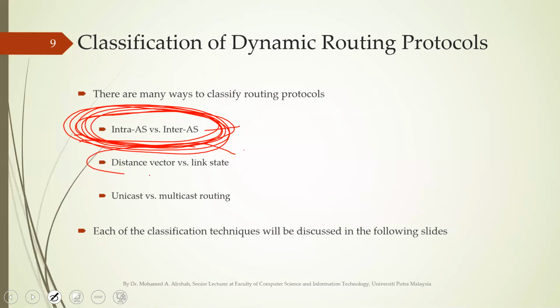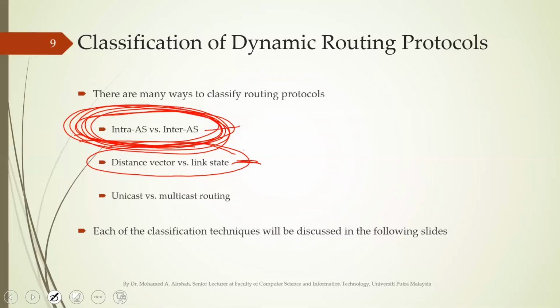This classification is based on the approach of how the routing protocol is working, or based on what metrics they select the best path. So the second classification is based on the way of the path selection. Here we have two types.